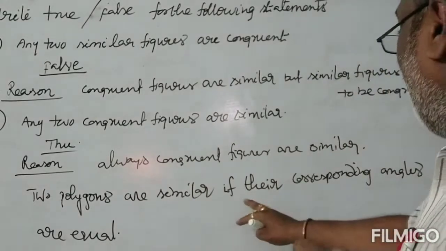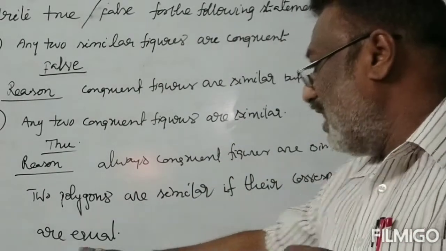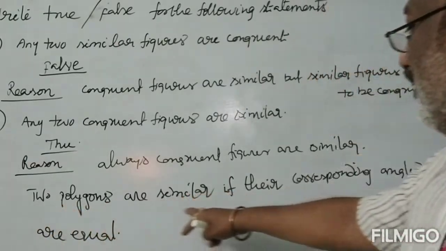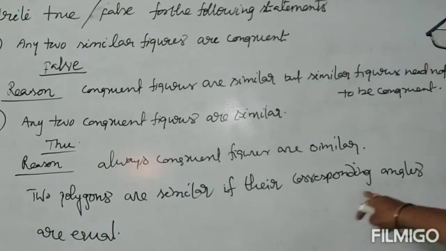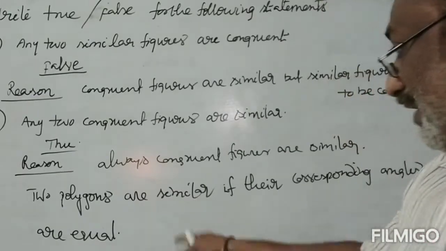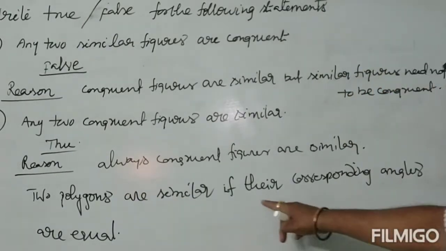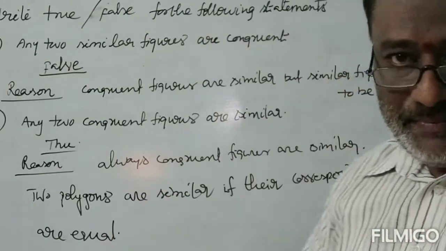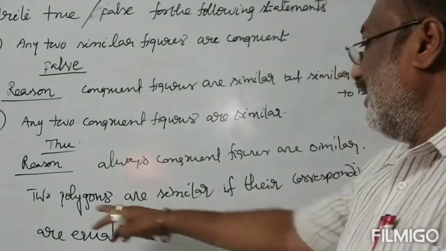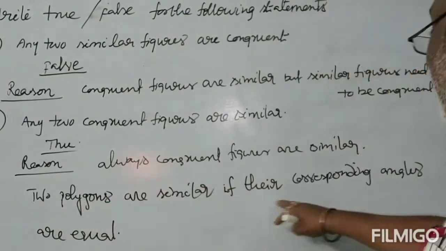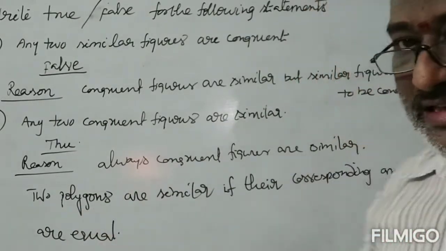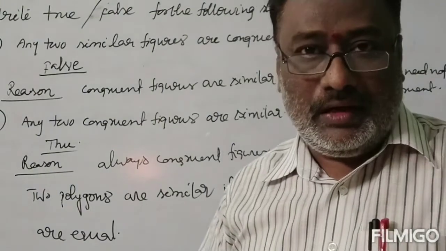So if two polygons are similar if their corresponding angles are equal. In two polygons, if their corresponding angles are equal, then they are similar. This is the statement. Okay? In two polygons, if their corresponding angles are equal, then the two polygons are similar. This is the given statement. Is it right or wrong?